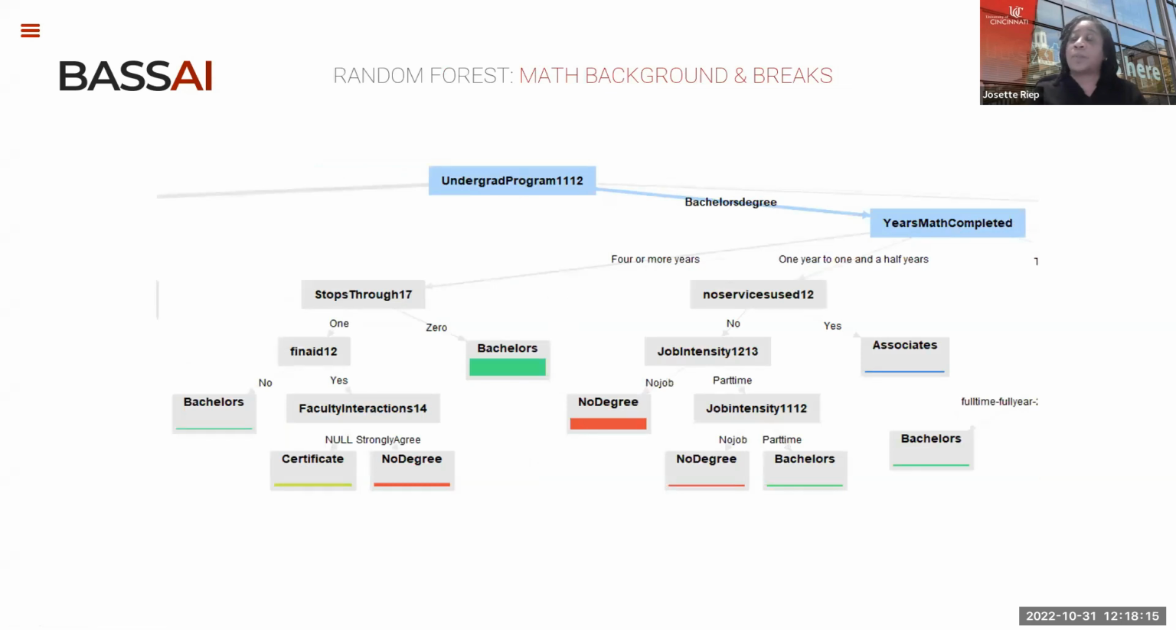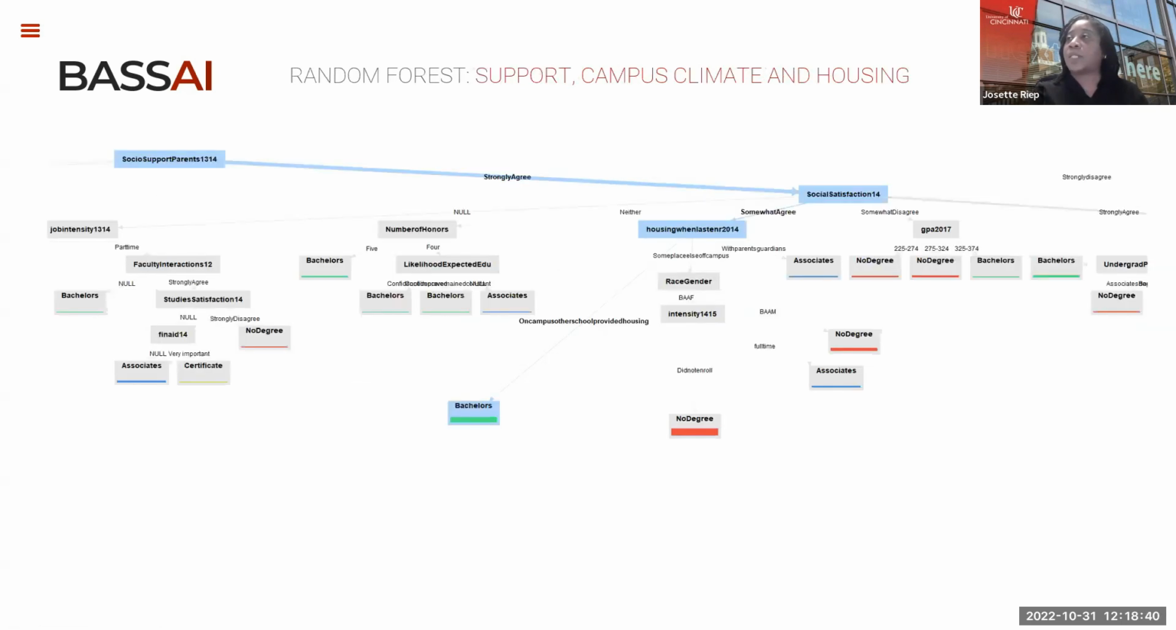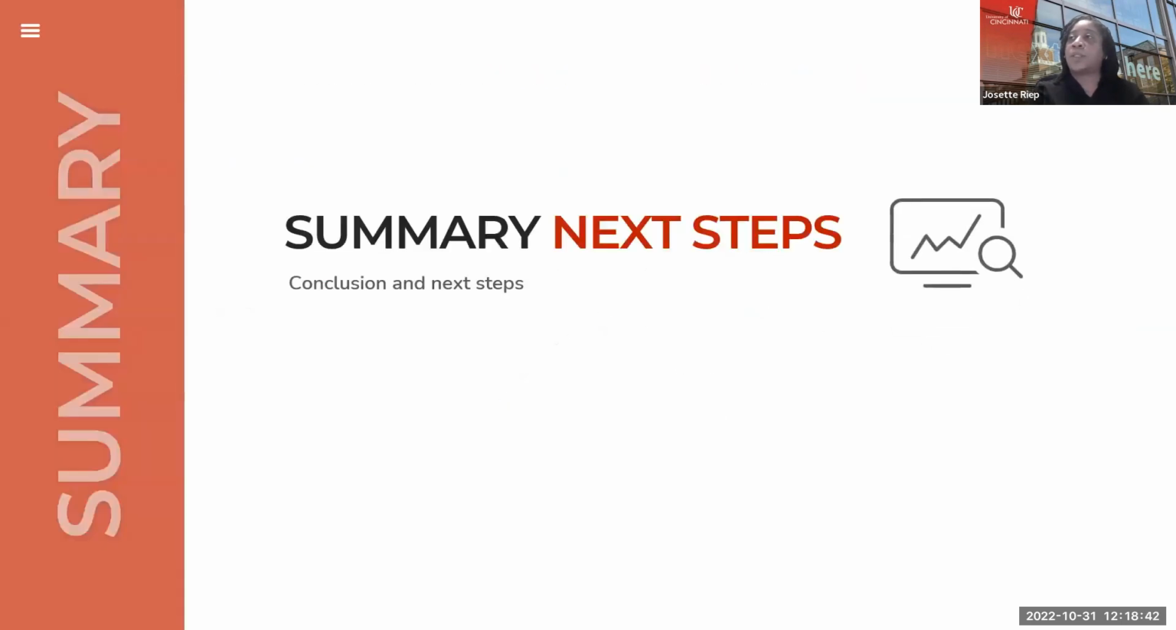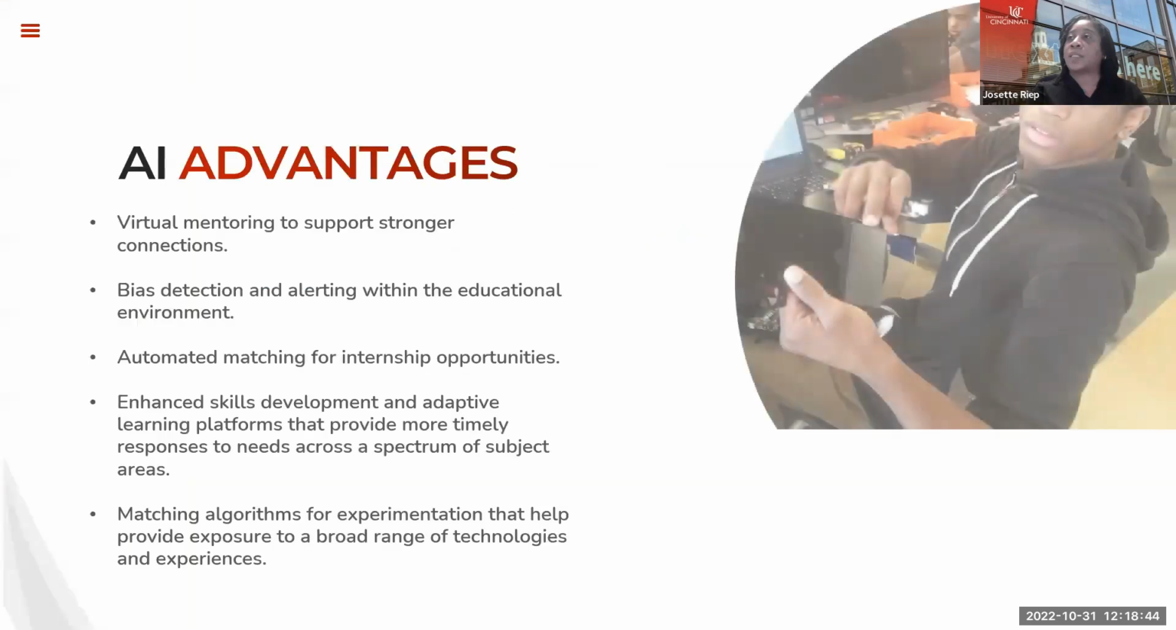Math. This is a big one because we all believe that math is going to be important in these STEM areas, which is true. But even those who have 4 or more years, if they have one stop, look at the likelihood that they will graduate. And you can see that it's much less likely, whereas with 0 stops, I'm much more likely to graduate successfully. So there are many examples like that, and I'm going to just jump to conclusion and next steps.